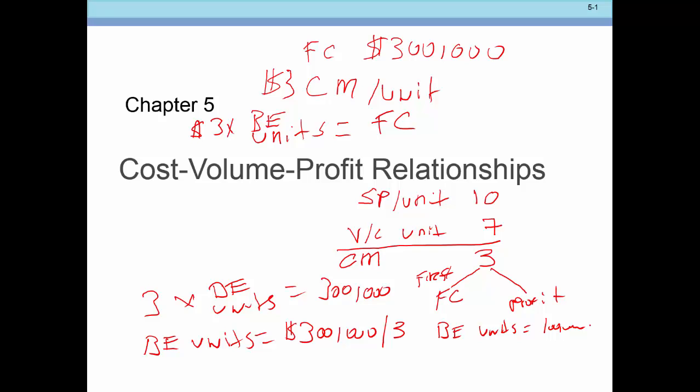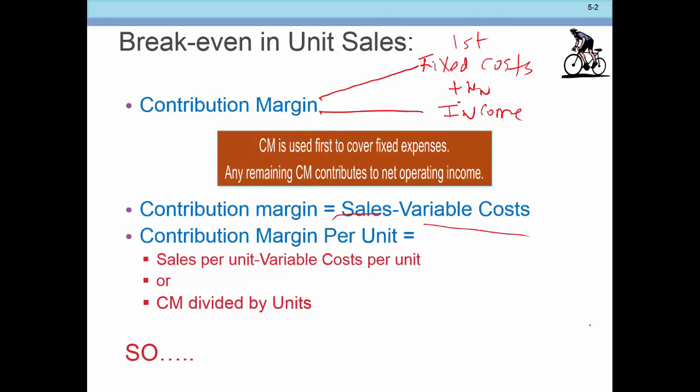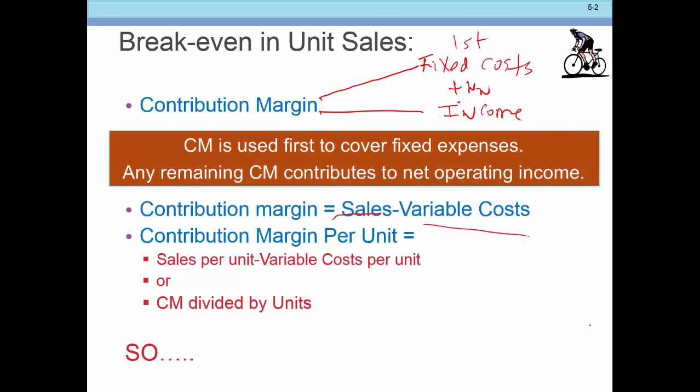Okay, and so you would make that decision at that point as to whether or not you want to move forward. Okay, so that's just an overview here, but when we look at our contribution margin, it's first going to cover our fixed cost, and then it's going to what? Contribute to our profit, our income after that. That's what we mean by contribution margin. First contribute to our fixed cost, then our income.